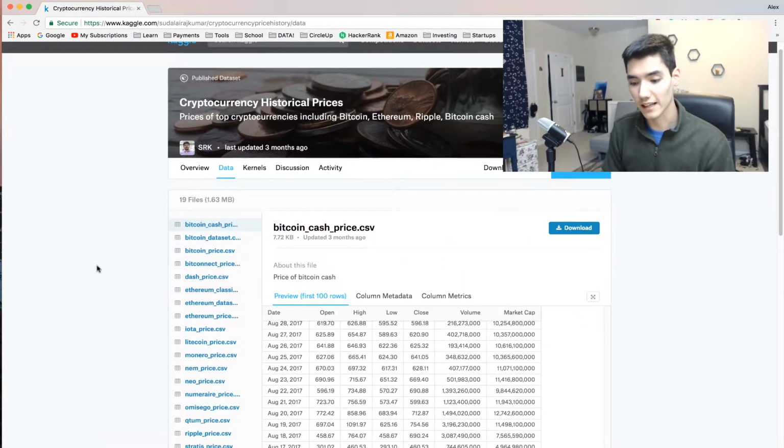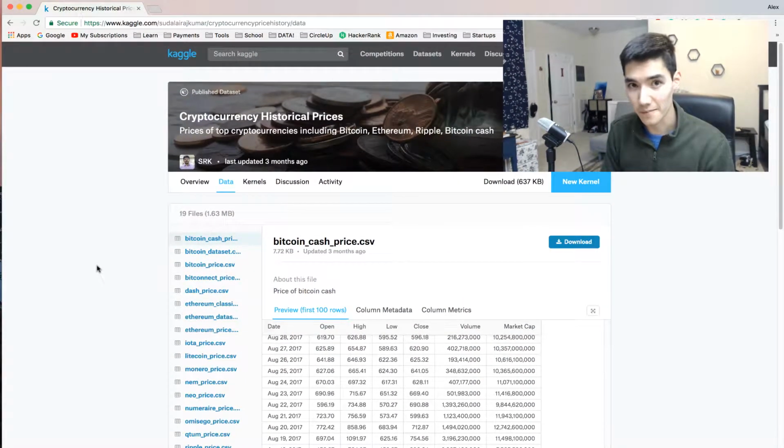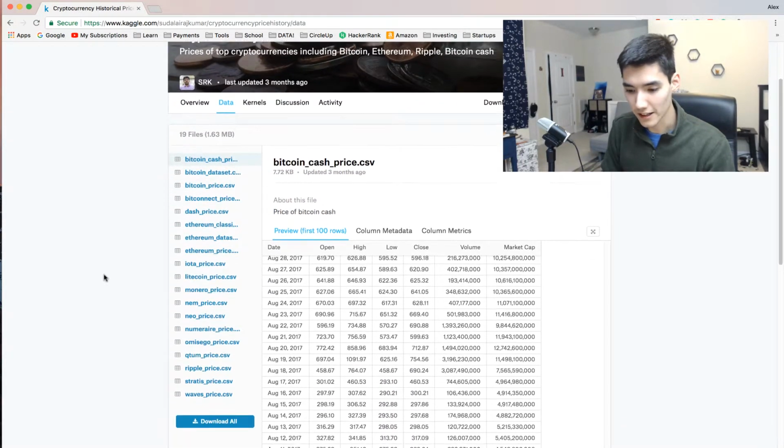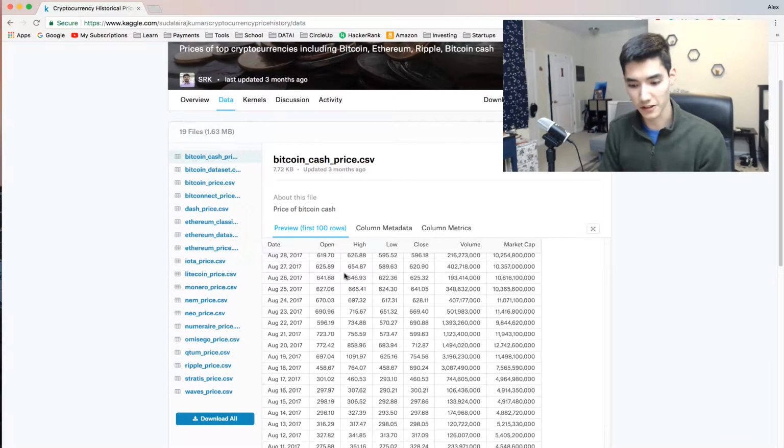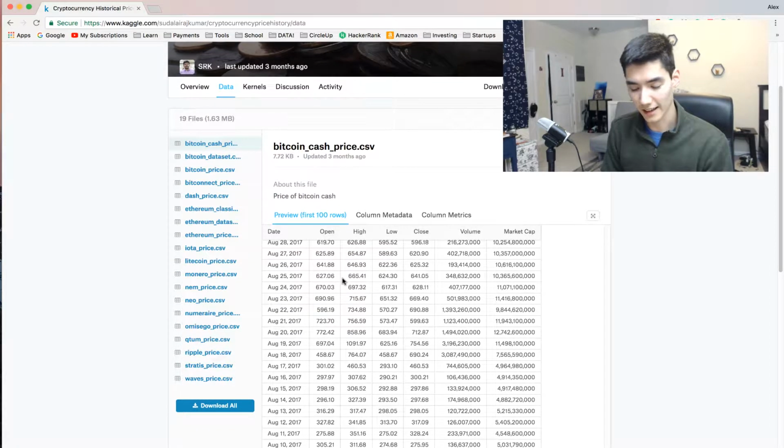I'm getting all this data from a site called Kaggle.com. They have open data sets, and I'm using two of theirs. Here we have the Bitcoin cash price, which shows the date and the open and close values of Bitcoin throughout the day, the highs and lows, as well as the volume and the market cap.